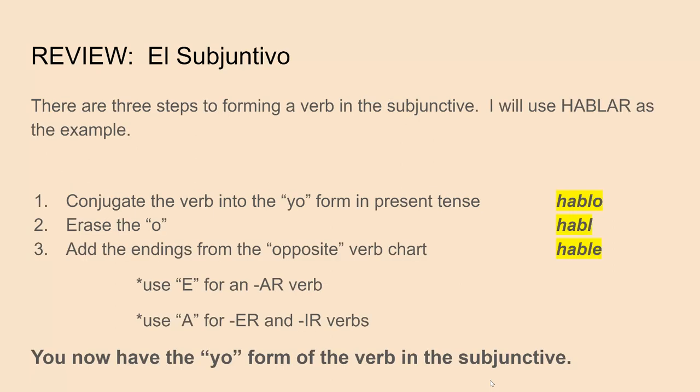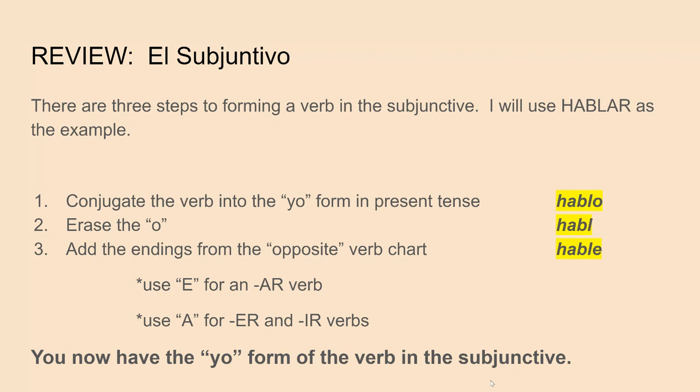Here's a review of what we did in the previous class. There's 3 steps to forming a regular verb in the subjunctive, and we used hablar as our sample. First, you conjugate the verb in the yo form in the present tense, hablo. Then you erased the o.